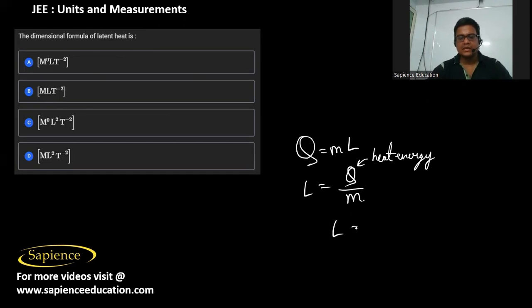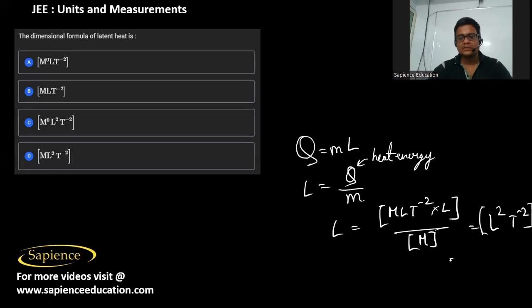So for latent heat, the dimensional formula will be equal to the dimensional formula for heat energy, so that is M L T power minus 2 into L, since force into displacement is work done, divided by M. M is the mass. So that will be equal to L square T power minus 2. Or I can say it will be M power 0 L square T power minus 2. So option C is the correct answer.